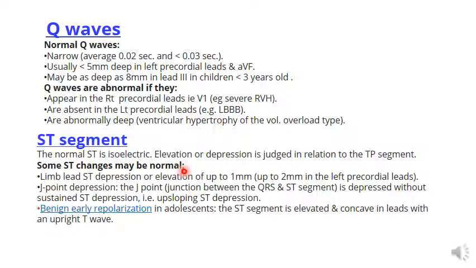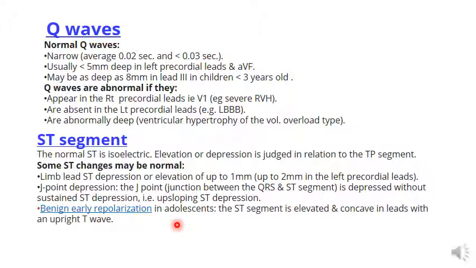ST segment: this is isoelectric, so elevation or depression is called abnormal, especially in cases of myocarditis, pericarditis, infarction, although it is rare in children. Limb lead ST depression or elevation of up to 1 millimeter, and up to 2 millimeters in left precordial leads, maybe V1 to V6. J point depression, the J point being the junction between the QRS and ST segment, is depressed without sustained ST depression, upsloping ST. I will show you. Benign early repolarization.